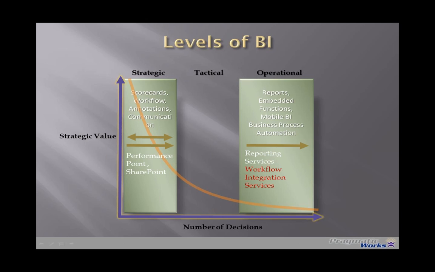So on the other end of the spectrum then is operational BI. This is something that is in some ways even more important than the strategic BI, but the difference here is that each individual decision is not that important. If you get one of them wrong, well, so what? But there are a lot of them, and together they add up to something important.